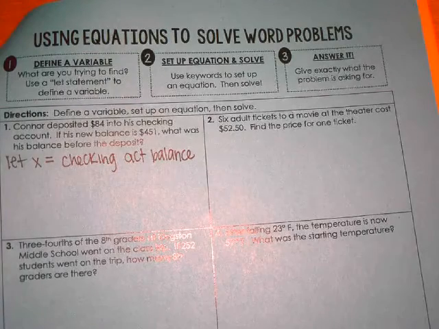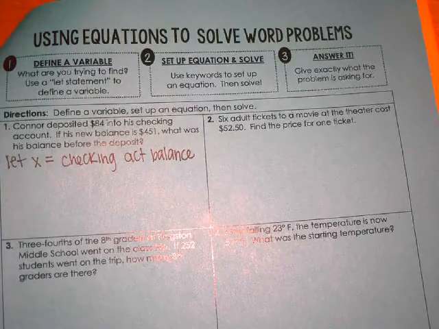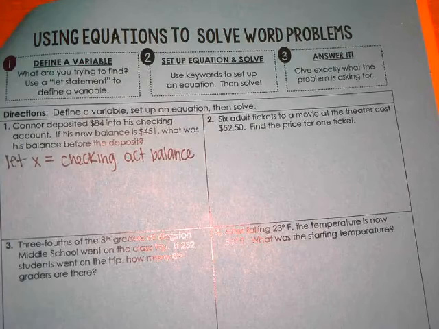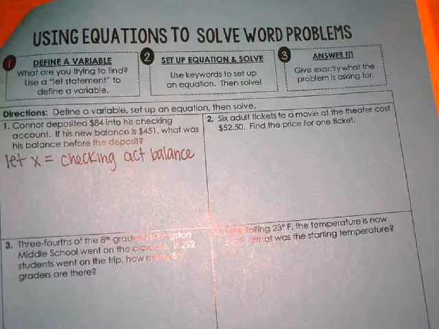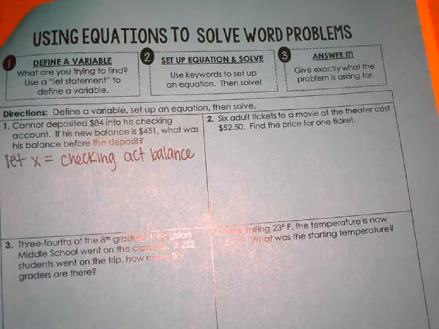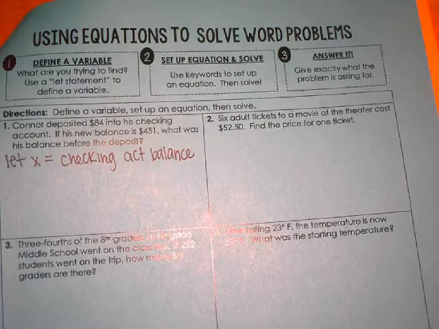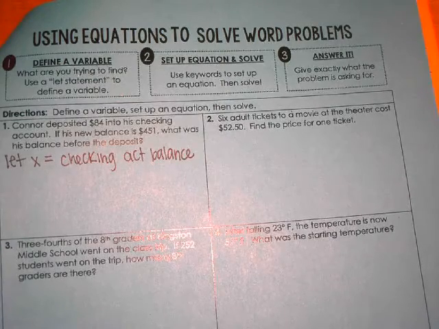So you are telling me what the variable is equal to. It's going to be equal to whatever my checking account balance is. I don't know what it is. That's what I'm trying to find. So first step, define the variable. What am I searching for? Any questions on that?